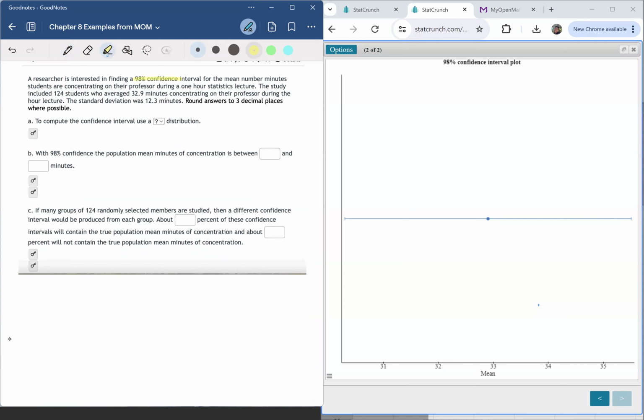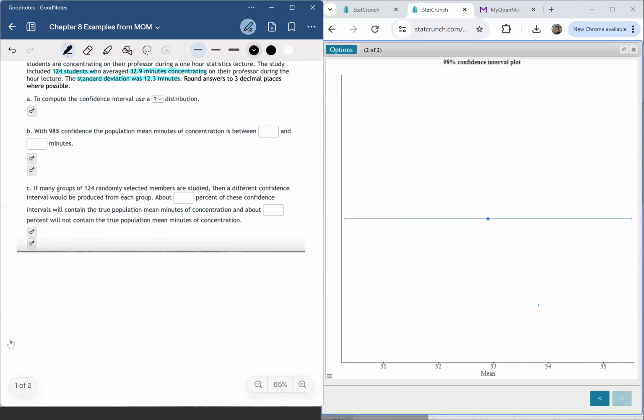We have a 98% confidence interval, right? We have a mean number of minutes, so we're looking at a mean or an average situation. And then we have some information that I did type into StatCrunch: we have 124 students, they average 32.9 minutes concentrating, and the standard deviation of that sample was 12.3.